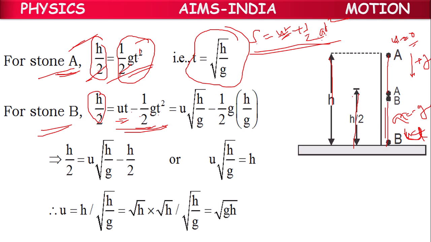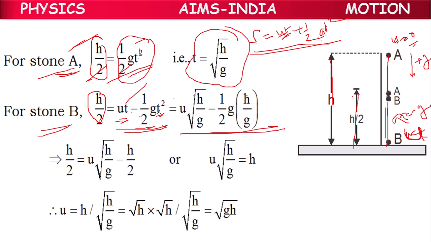Suppose we substitute, in the place of t, square root of h by g, and in the place of t square, the square root cancels, and directly we can write h by g.